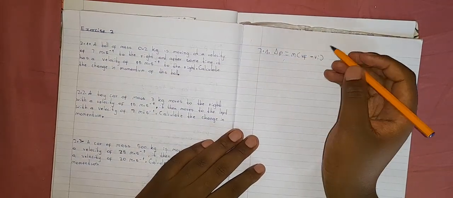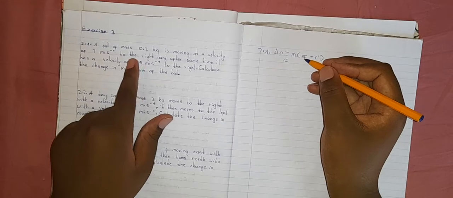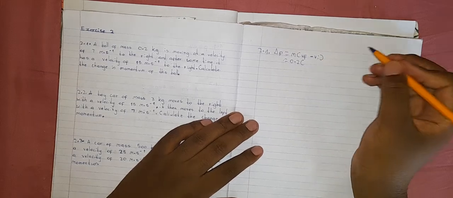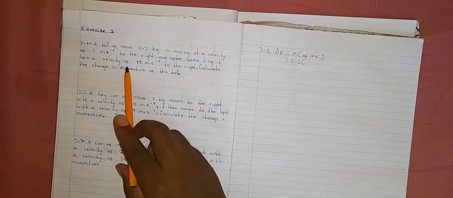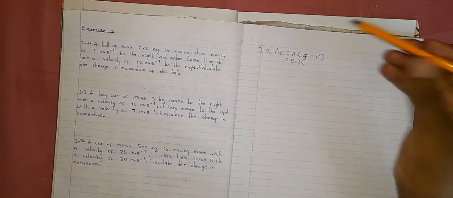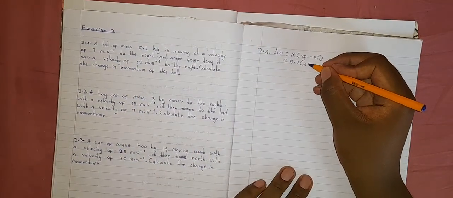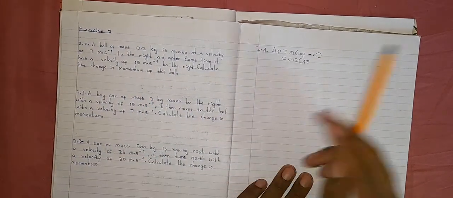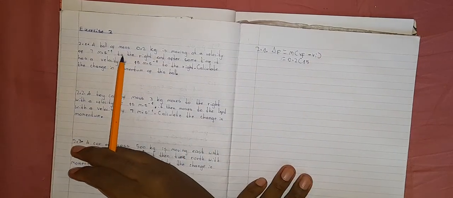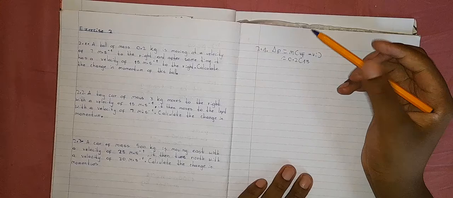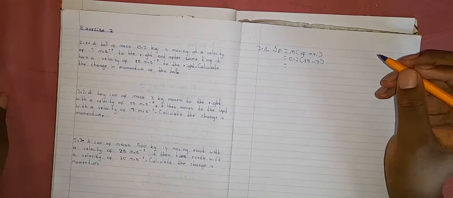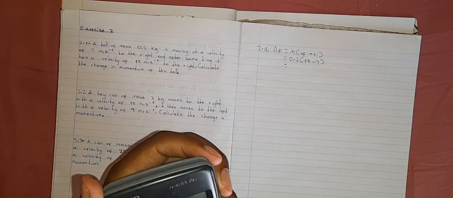They told us the mass of this object here, 0.2. So I'm going to say 0.2 into, what is the final velocity? Well, it is 15 meters per second to the right, so it's a positive 15. Minus the initial velocity, what was the initial value? 7 meters per second. So it's 0.2 into 15 minus 7.